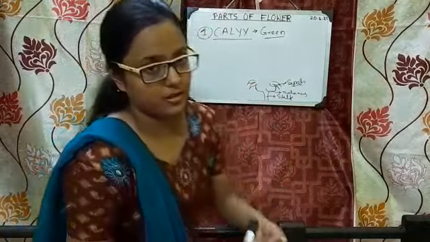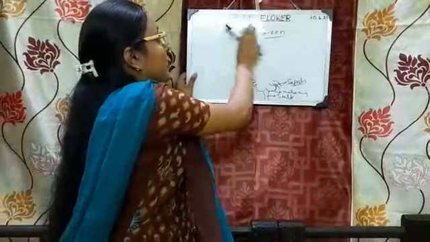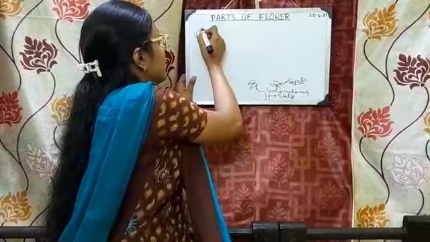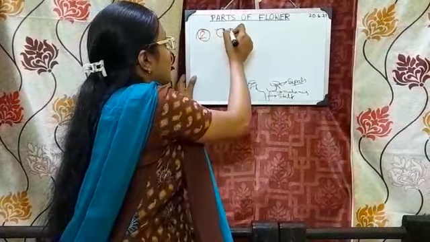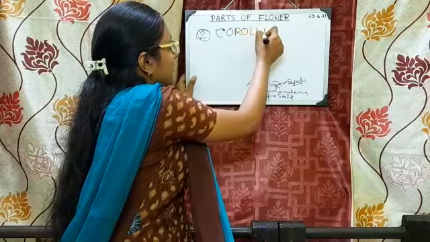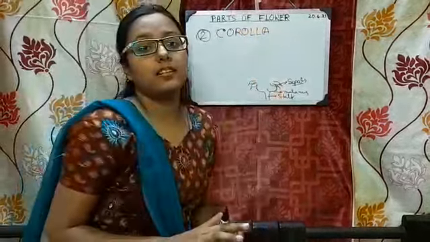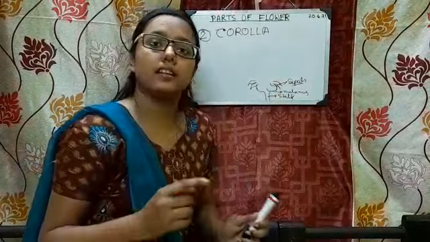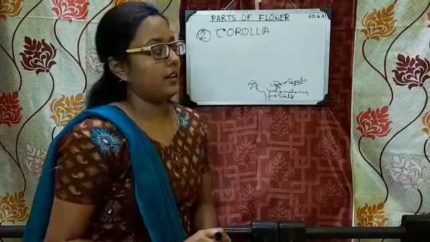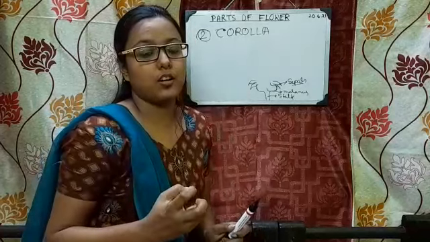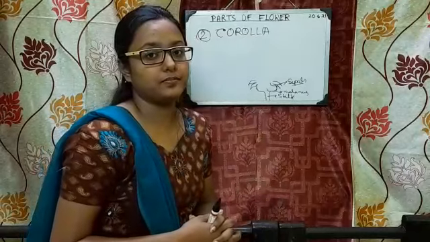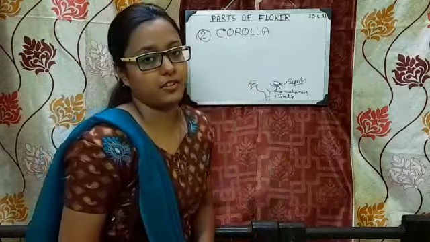Now the second whorl. The second whorl is the corolla. Corolla is the most bright and colorful part because it contains the petals. Okay, and it helps in the attraction of insects for pollination, and it also protects the inner whorls of the flower, and corolla is the second whorl.